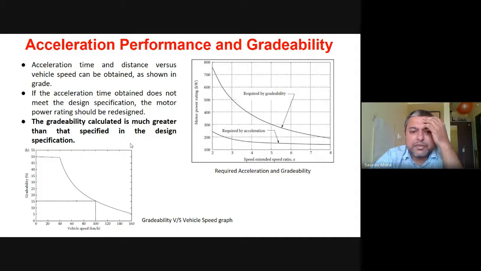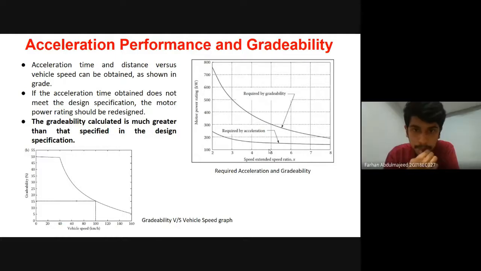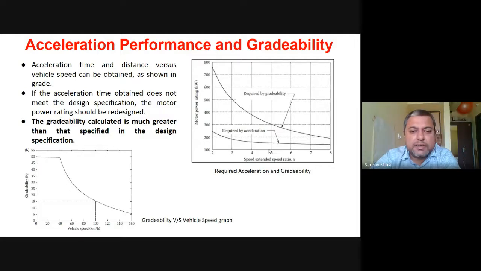I would like to add for this graph shown on the right side. This is a very important graph to understand. First we are finding that the extended speed ratio is 2. The extended speed ratio is defined as the maximum speed divided by the base speed. So here it is 2. That means here the base speed is very big.